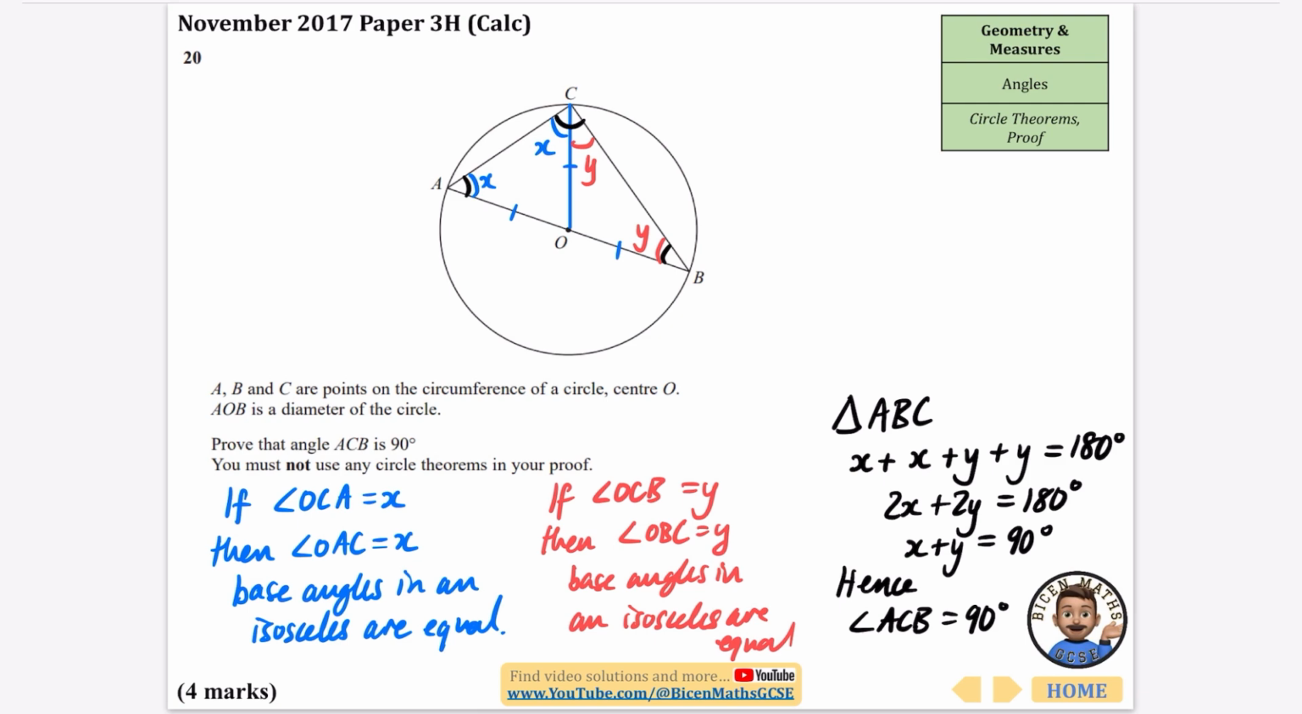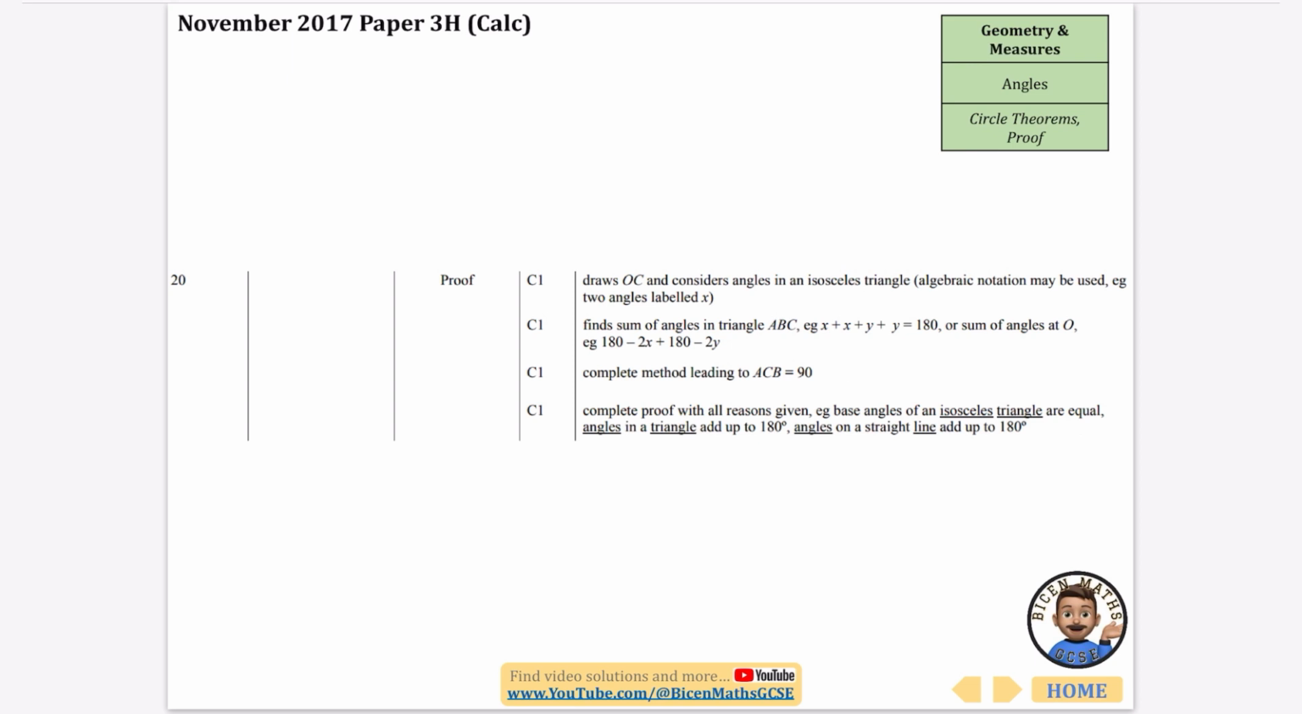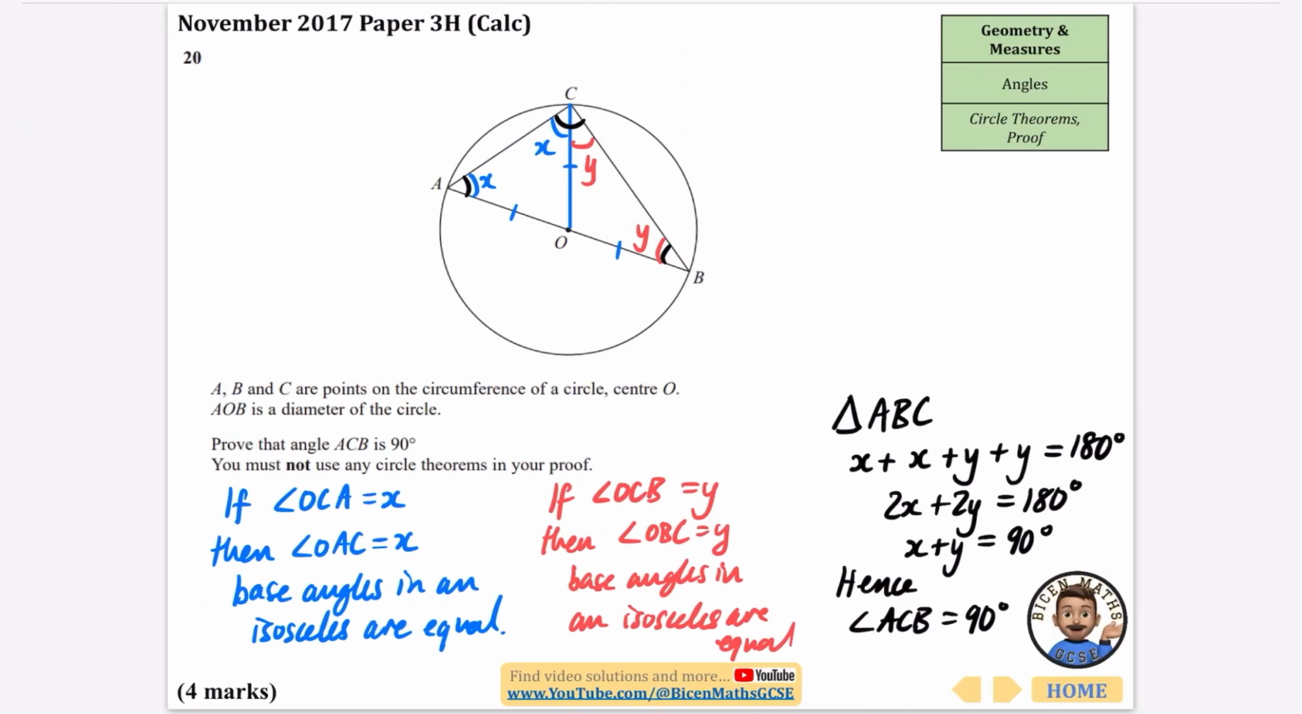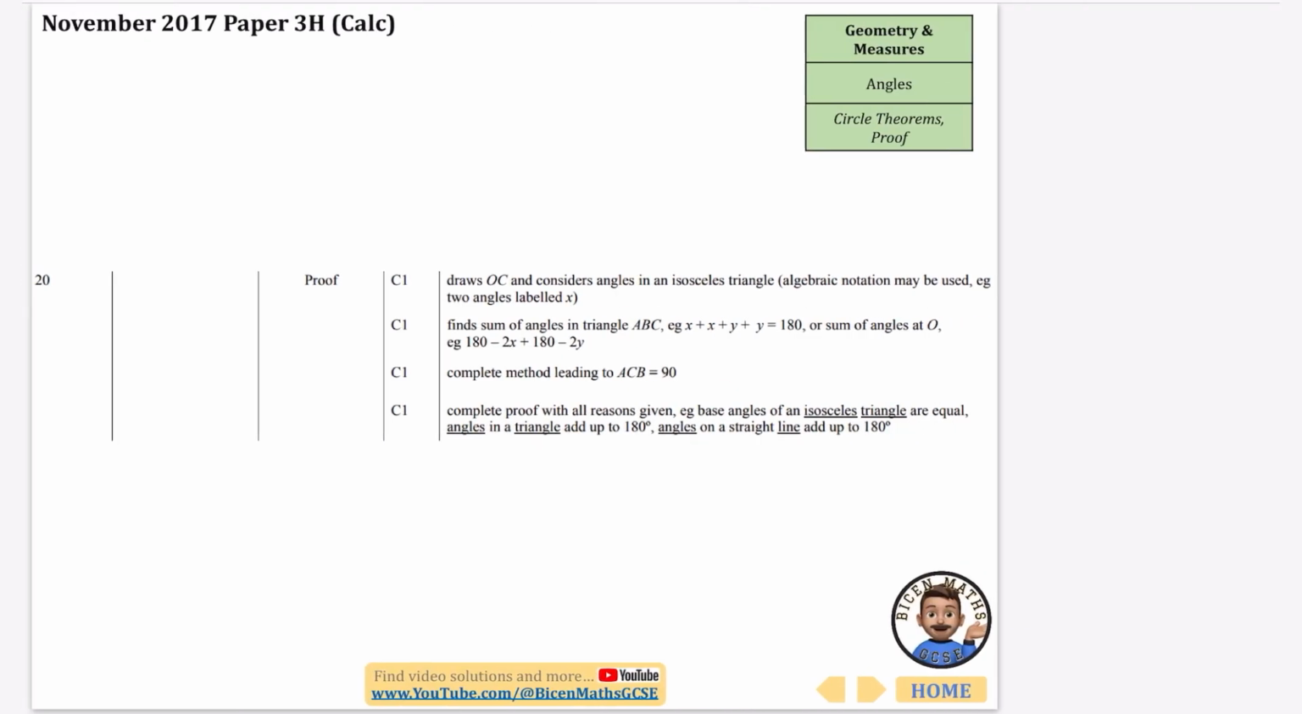Now, there are a few different ways of doing this. This is just the way that I see this, and I think it's probably going to match up with the mark scheme. So we've got an extra line drawn in for OC, and we've got the sum of angles in a triangle. And, oh, they did actually want the extra reason. The base angles in an isosceles, angles in a triangle add up to 180. So I think I might need to do a little reason here and say angles in a triangle add to 180, just to make it really clear that I've given every reason, because I guess it is a proof question, so we do want that.